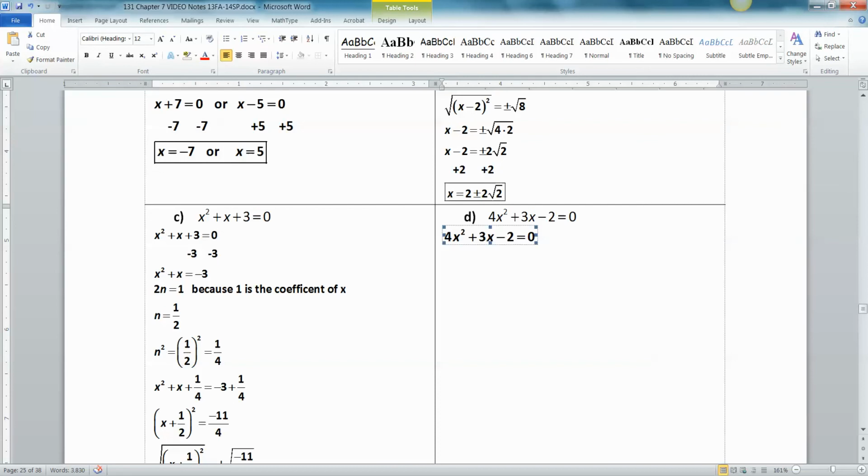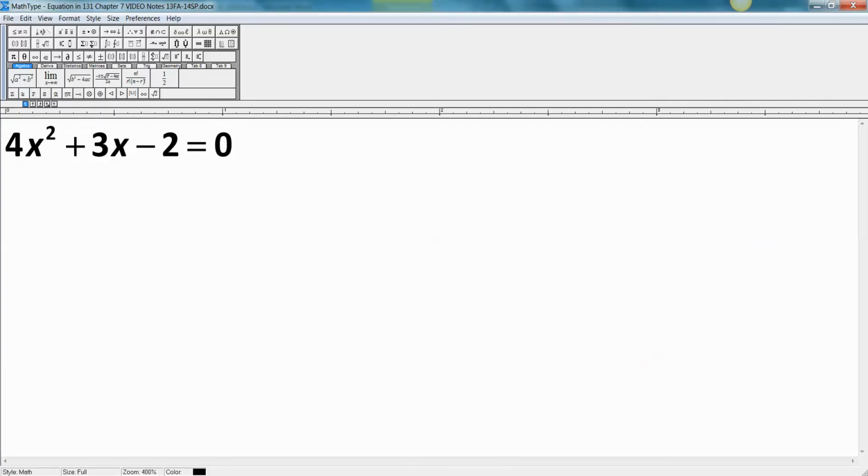All right, there we go. So we have 4x squared plus 3x minus 2 equals 0. Now notice, conveniently, this is already set equal to 0. We like that. So a is 4, b is 3, c is negative 2.